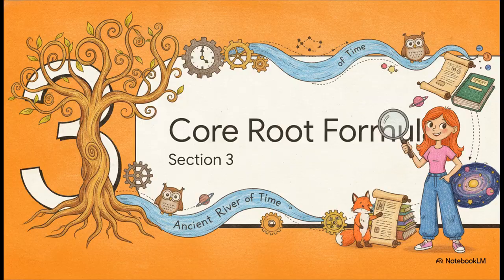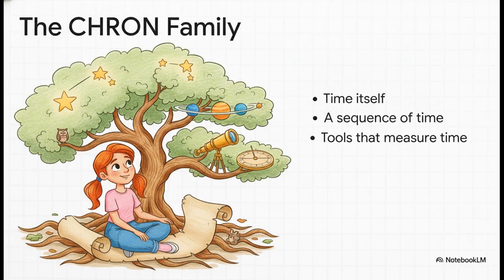Section 3, core root formula. So, the crucial point here is how we bring that ancient history into today. How does this ancient river of time translate into modern English word families? Well, picture a giant clock hand sweeping across the sky, while days, years, and events line up behind it like stepping stones. Every single word in the Chron family keeps that time idea at its absolute center. It basically branches out into 3 core categories: words about time itself, words dealing with a sequence of time, and words for tools that measure time. Whether you're reading old historical records or looking at a stopwatch, Chron is always working behind the scenes.